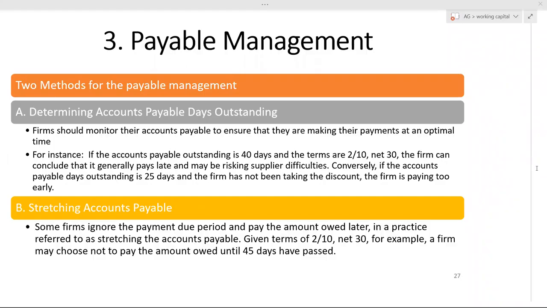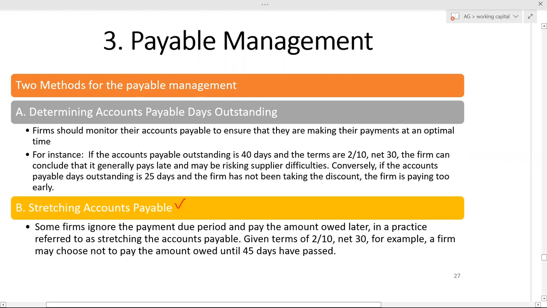Now we are going to see payable management. There are two methods where we can see whether we are managing payables correctly or not. Number one is we need to determine the account payable days outstanding. So it means how many days do we take to pay back our liabilities. Another one is stretching the account payable. Okay, we need to extend the payment period.